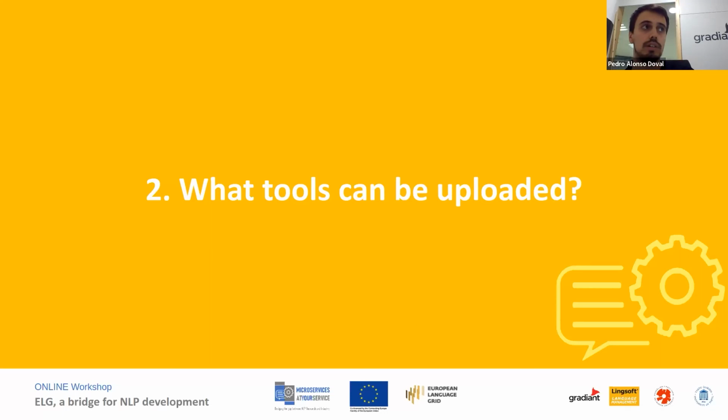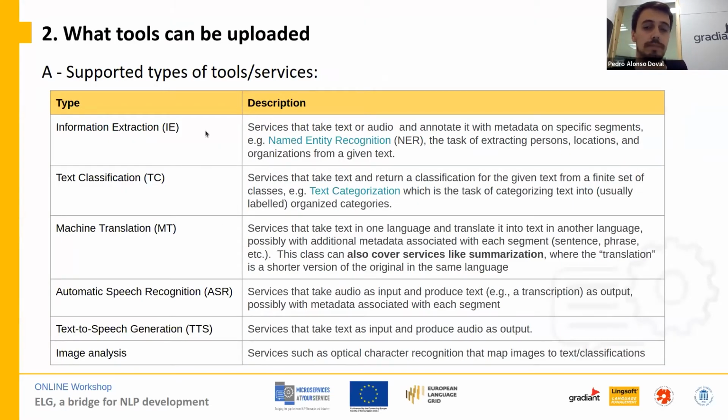So once we have the organization created in the platform, we want to upload the tools there. So what kind of tools can be uploaded here? First of all, these are the types of tools that are supported by the platform: information extraction, text classification, machine translation, automatic speech recognition, text-to-speech generation, and image analysis. It is important to say that these are not strict types. What I mean by this is, for example, machine translation supports any type of text-to-text tools. So for example, summarization tools whose input is a text and the output is also a text with the summary of the input could fit here as a machine translation type tool. And the same with other kinds of tools that may fit in any other categories by the types of their input or output.